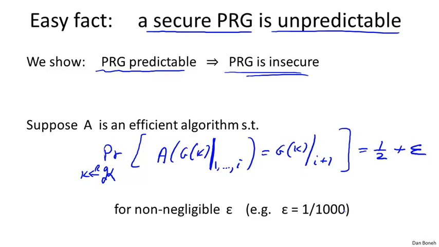So for example, epsilon equals 1/1000 would already be a dangerous predictor because it can predict the next bit given a prefix with non-negligible advantage. Okay, so suppose we have such an algorithm. Let's see that we can use this algorithm to break our generator. In other words, to show that the generator is distinguishable from random and therefore is insecure.